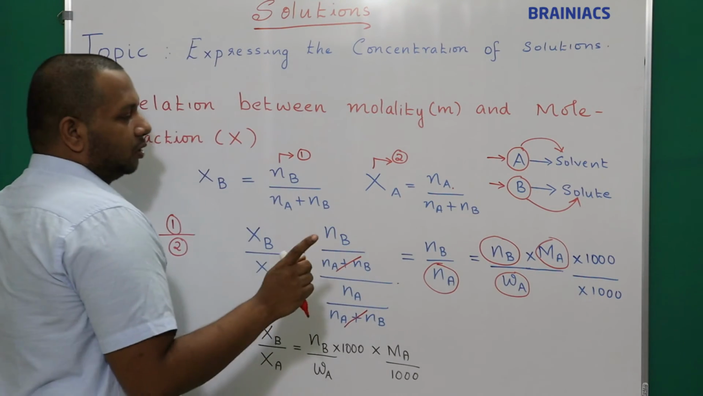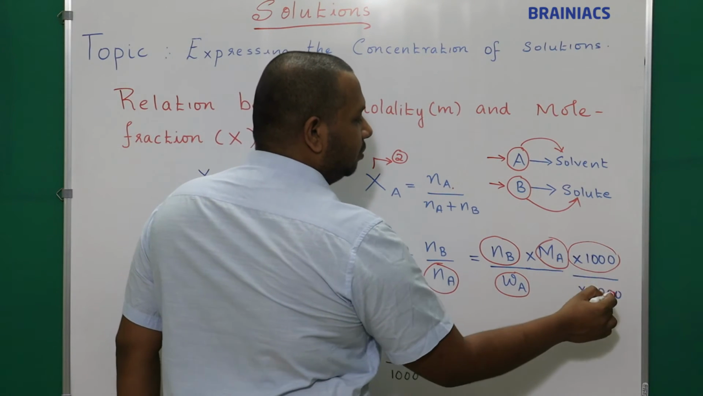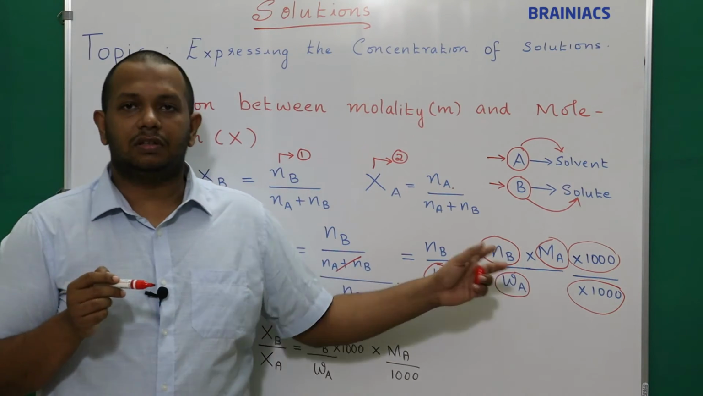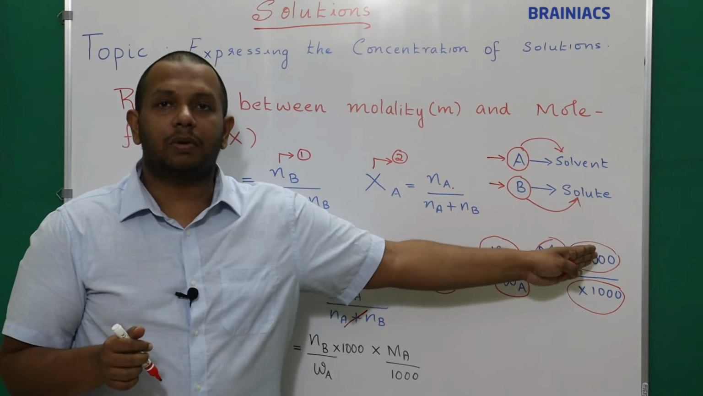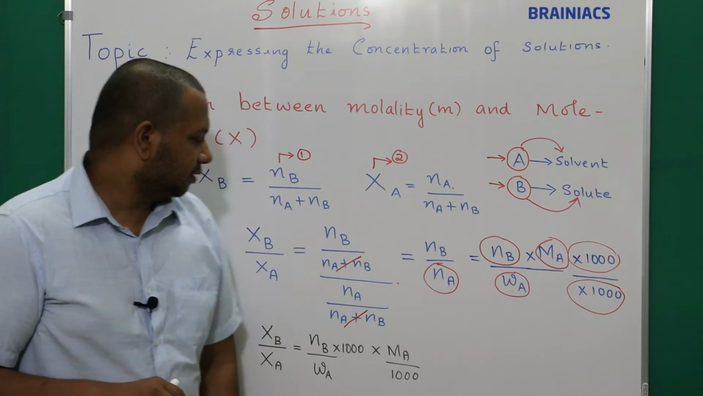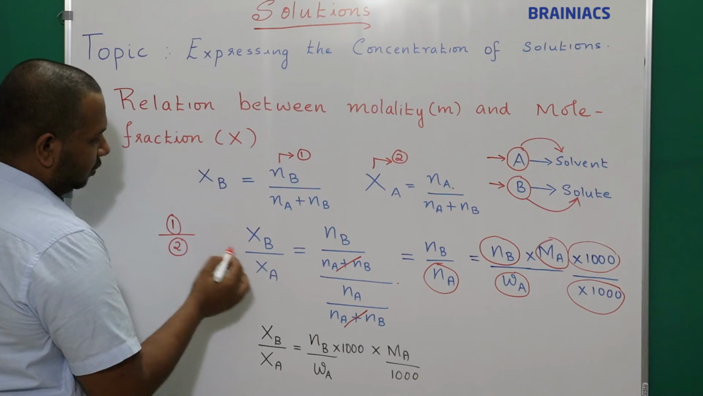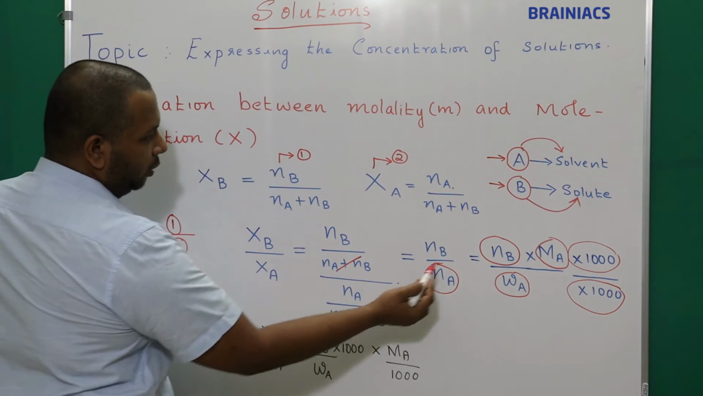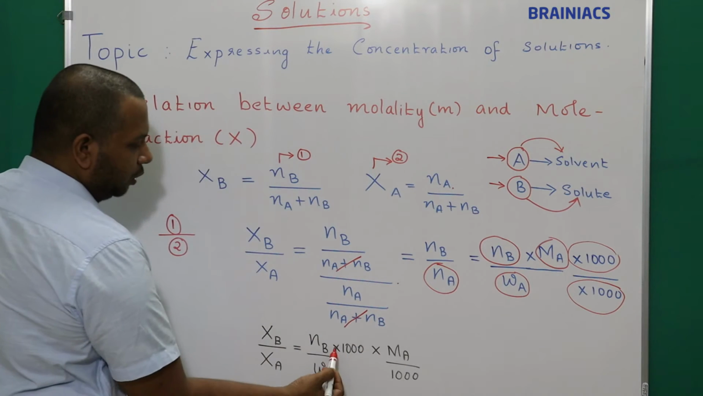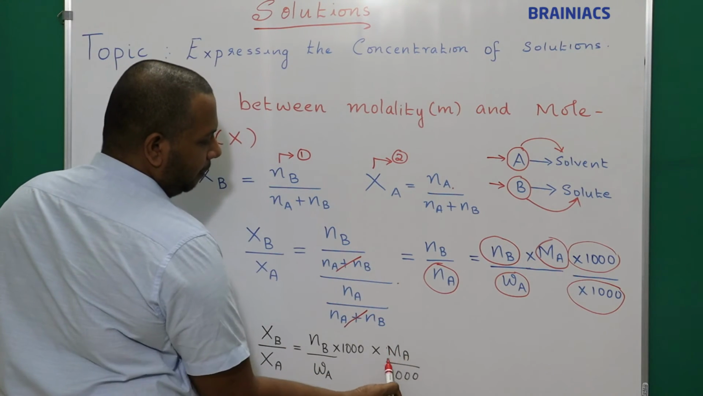Then I am doing one more thing. I am multiplying by 1000 on the numerator and the same on the denominator. If you multiply on the numerator and denominator, it will not make a difference. So I have written it like this. Now I am just rearranging it so that XB by XA is equal to NB by WA, into 1000, with MA going to that side, MA by 1000.